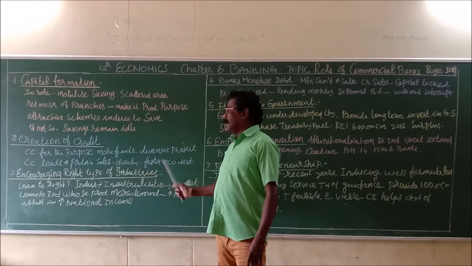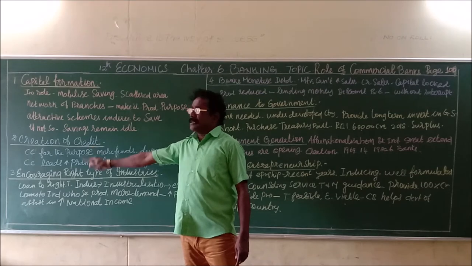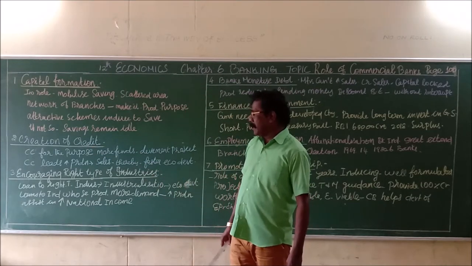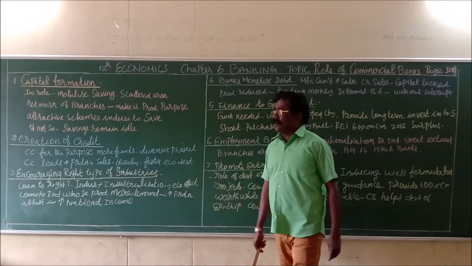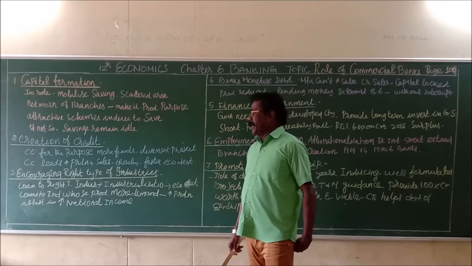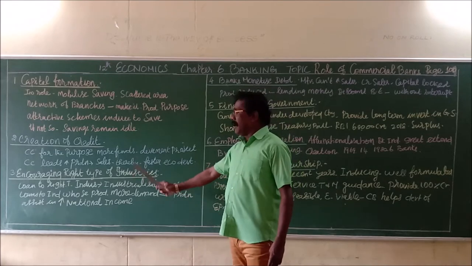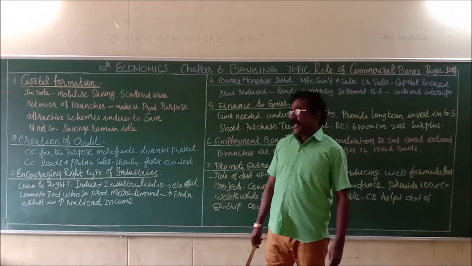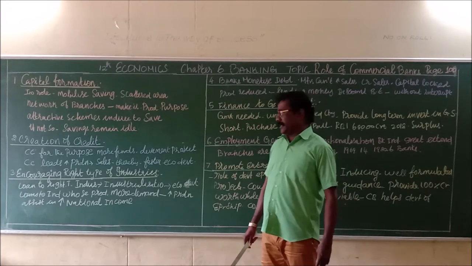So for economic development, there is a need for creation of credit. Why? Because funds are needed for the developmental projects. Then, encouraging the right type of industry. Another important role nowadays played by the commercial bank is encouraging the right type of industry. The bankers are not sanctioning all types of industries. They are sanctioning only the right type of industry. Sanctioning of loans only to the right type of industries.